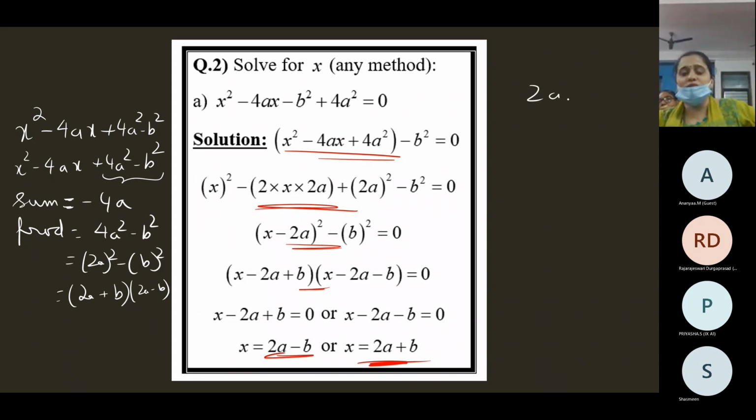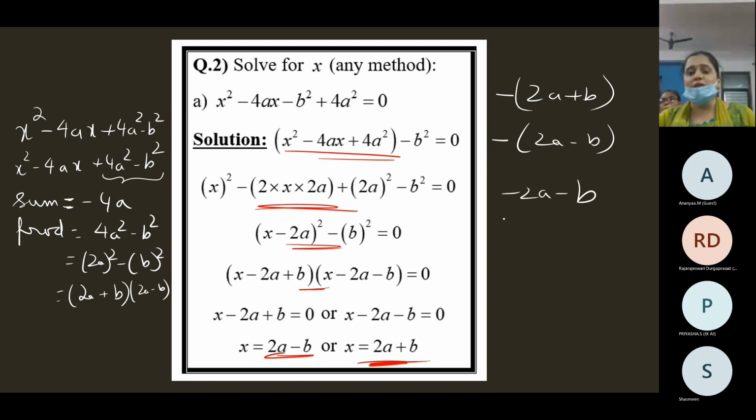See here, write out the two expressions you have. What is the sum? Minus 4a. How will you get a minus 4a? Only a minus 2a and minus 2a can give you a minus 4a. So these are the two expressions: minus 2a minus b and minus 2a plus b. Minus 4a is the sum, so it has to be minus 2a and minus 2a. So minus 2a minus b, and minus into minus is plus. Understand all of you?